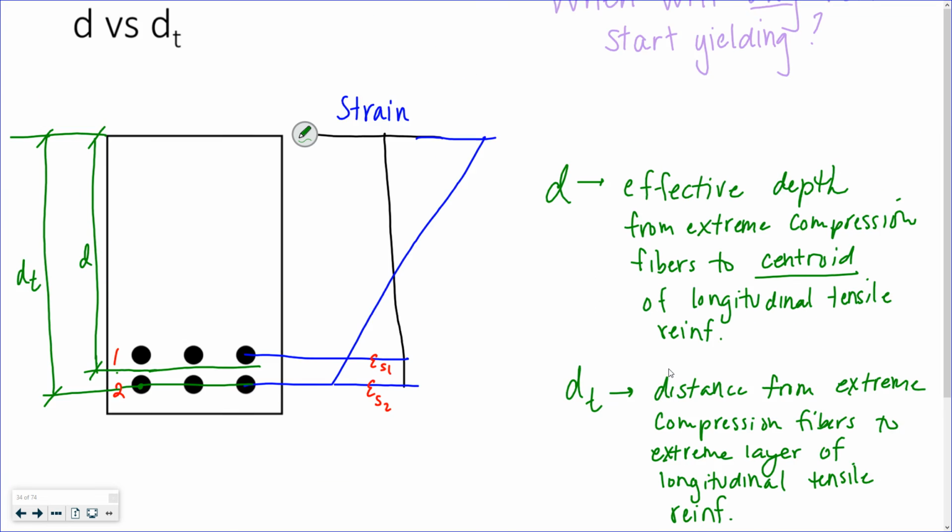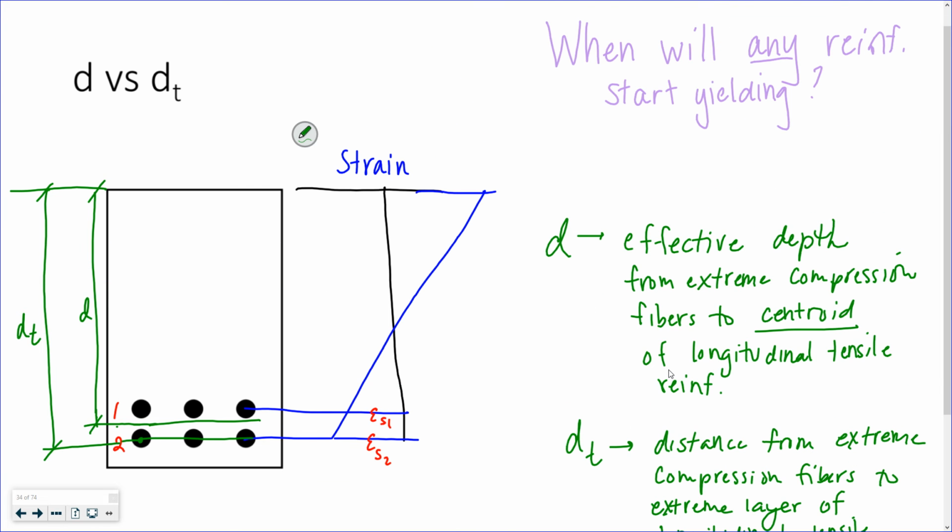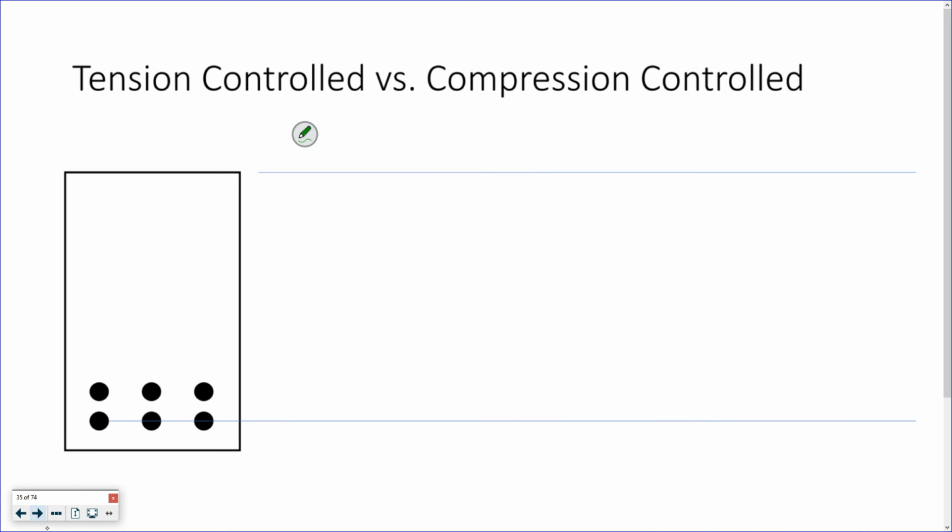I want to know this dimension so that I can determine when any reinforcement starts yielding. It will obviously be the outermost reinforcement, the most extreme outermost tension reinforcement, that starts yielding before others. So if I know that dt, then I can calculate that. I'm going to use this value when any reinforcement starts yielding to calculate my phi factor.